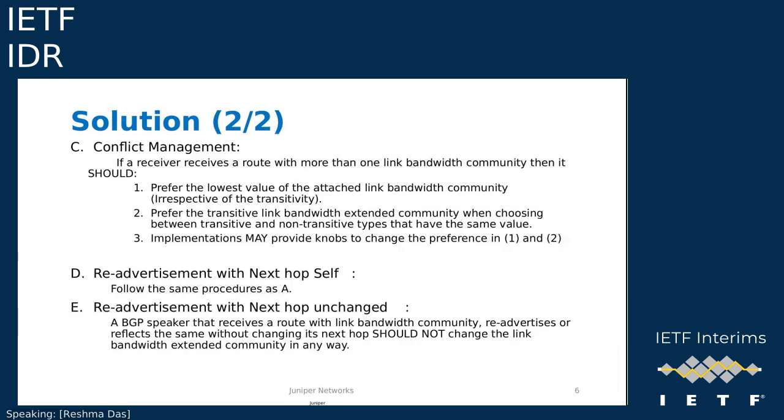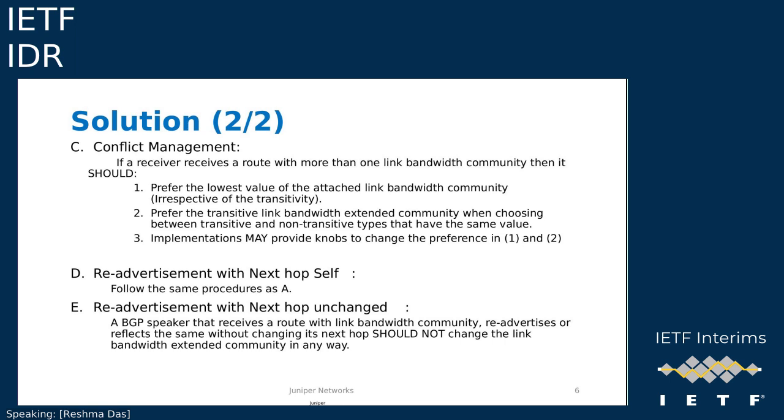Now, conflict management. This is just to make sure that there is error handling. Currently, the draft does not talk about any. So if more than one link bandwidth community is attached on the route, then we should prefer the lowest value of the link bandwidth community attached, irrespective of the transitivity type. If both the values are equal, then we should prefer the transitive link bandwidth community over the non-transitive. Implementations should provide knobs to change the preference for either of the two.